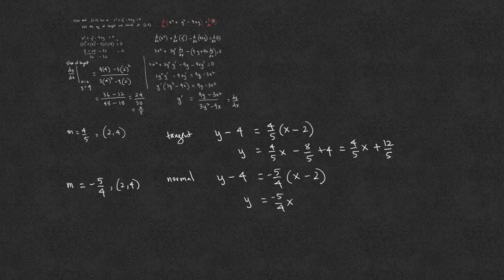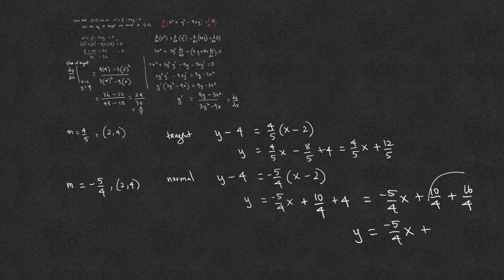And then for the second equation, y equals negative 5 over 4 x. Distribute the negative 5 over 4, and we have plus 10 over 4. And we bring the negative 4 over. And so this is negative 5 over 4 x plus 10 over 4 plus 16 over 4, so that we have the common denominator. And so the normal line is y equals negative 5 over 4 x plus 26 over 4. But 26 over 4 is 13 over 2.